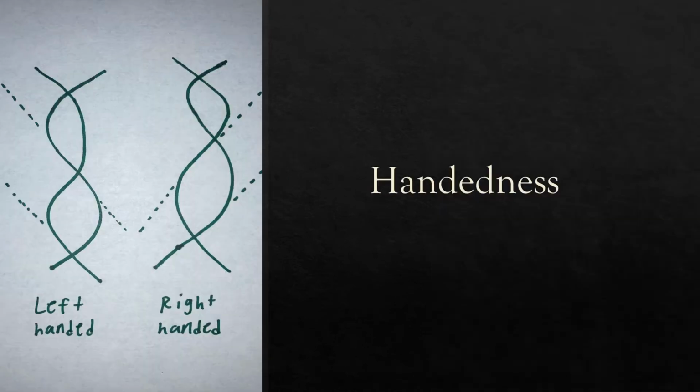I bet you thought only humans could be left-handed or right-handed. Nope, DNA can be left or right-handed too. While right-handedness is most common, there are instances of left-handed DNA too. Here we have an example of a left-handed DNA and a right-handed DNA.